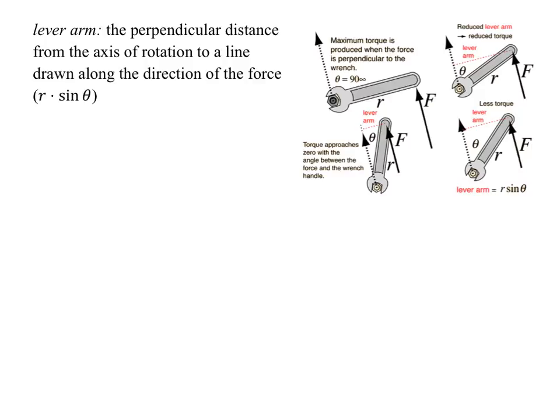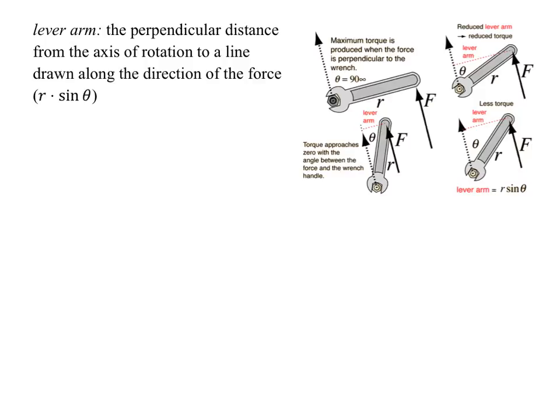0.5. 0.98. 0.8. 0.99. Are any of these more than one? No. None of these are more than one, right? They're all fractions. So if you take the sine of some angle besides 90 degrees, your torque has to be less than if it were 90 degrees. Again, when I have 90 degrees as my angle, the sine of 90 is 1. That is the maximum value of the sine function.